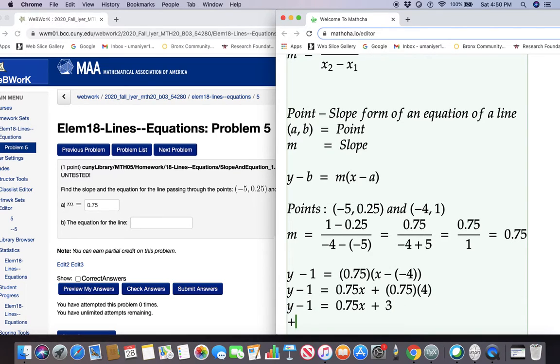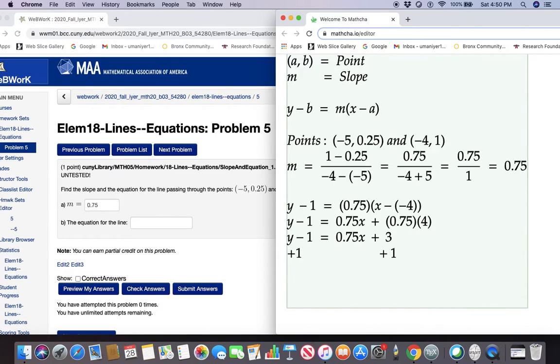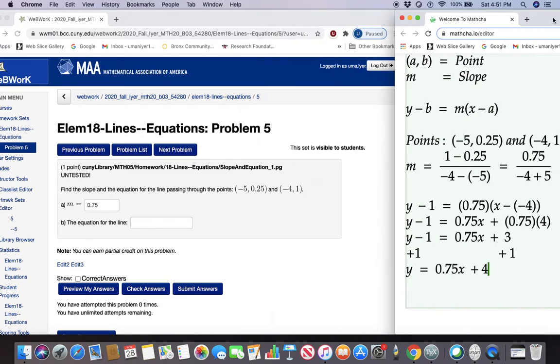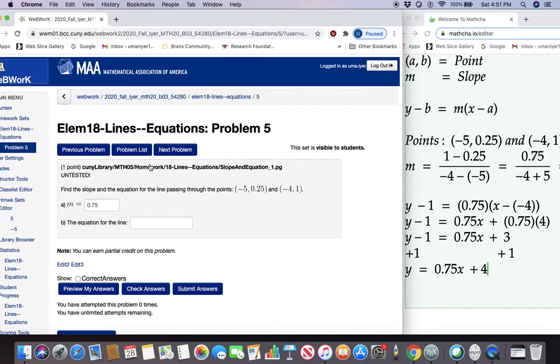Add 1 to both sides and you get y equals 0.75x plus a 4. Okay, so that's your equation. y equals 0.75x plus a 4.